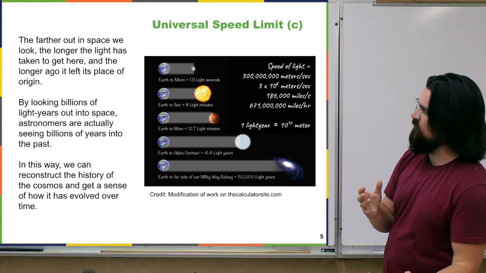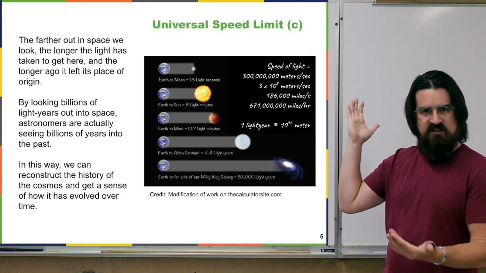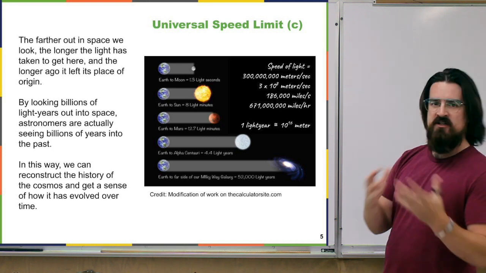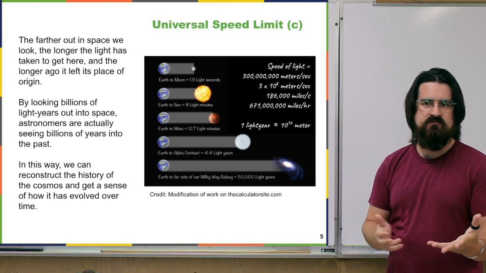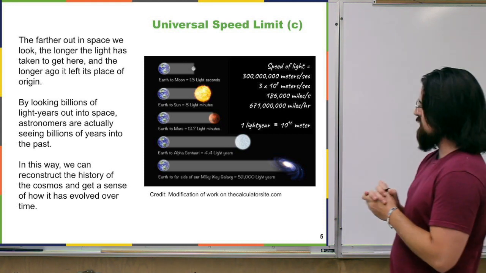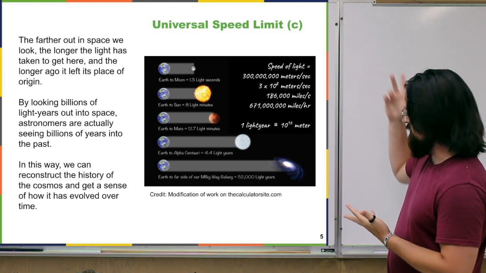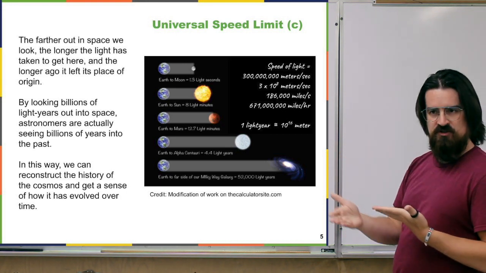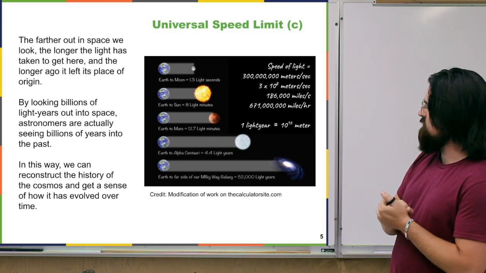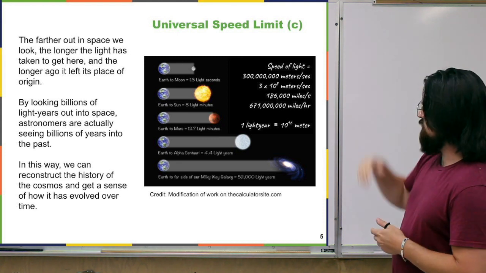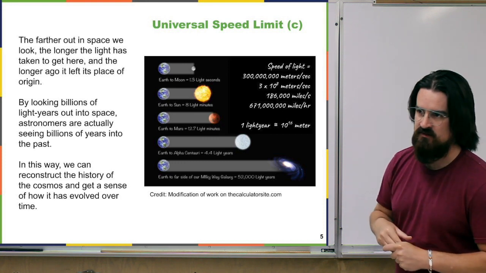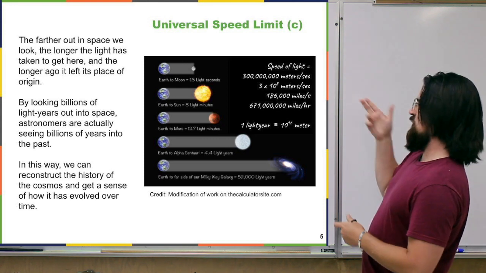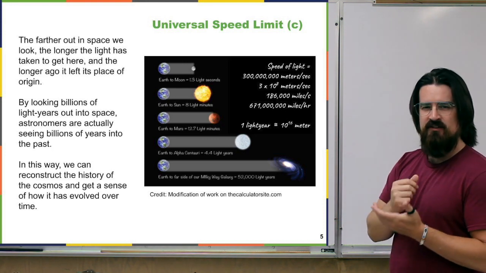So one of those bits of information is that there's sort of a speed limit in the universe. And that speed is the speed that light travels in a vacuum through interstellar space. There are many ways of writing down that speed in different units. Some of the more common ones are in metric units, which is meters per second, 300 million meters per second. Or you could write that as 3 times 10 to the 8th meters per second. That's also 186,000 miles per second.